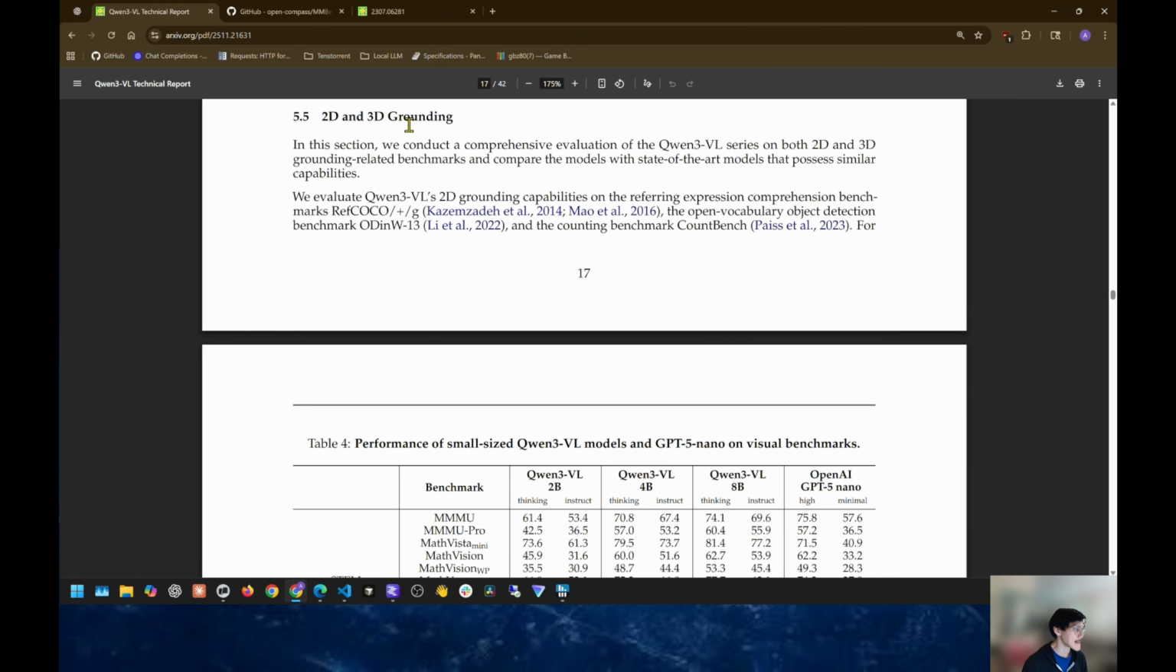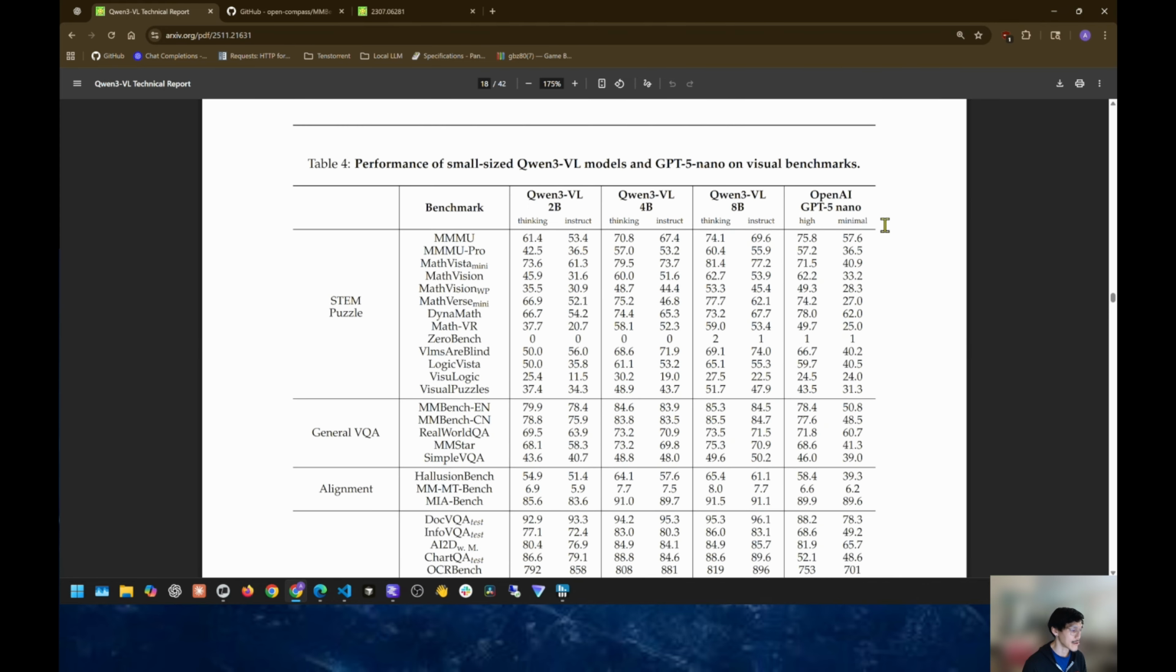2D and 3D grounding. In this section, we conduct a comprehensive evaluation of the Qwen3 VL series on both 2D and 3D grounding related benchmarks and compare the models with state-of-the-art models that possess similar capabilities. We evaluate Qwen3 VL's 2D grounding capabilities on the referring expression comprehension benchmarks RefCOCO and the open vocabulary object detection benchmark ODinW and the counting benchmark CountBench.